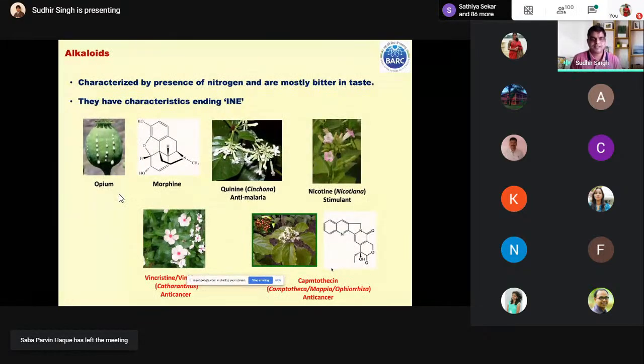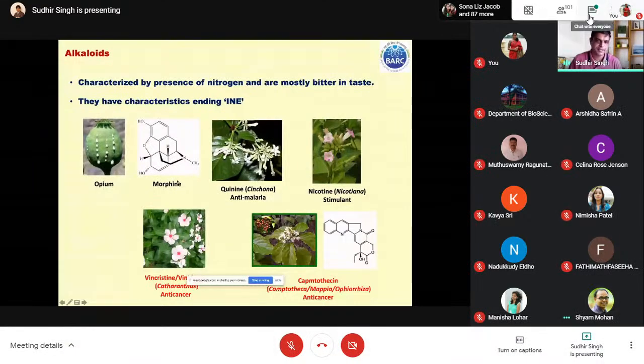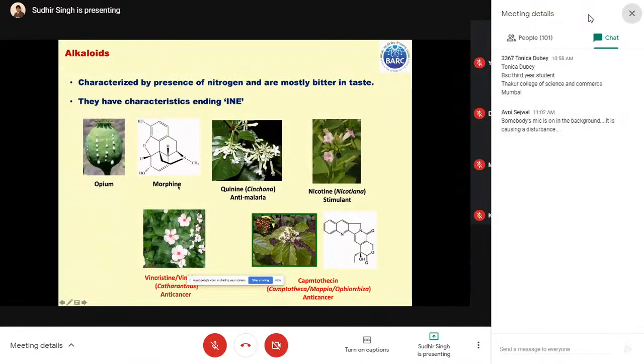Now, the third class of secondary metabolites are characterized by the presence of nitrogen, and if you smell them, just from the smell you can make out that they are the alkaloid class. They have huge commercial value, and you can identify them with their characteristic ending in the name with I-N-E. It's not uniform, it is not for all, but for the majority of alkaloids. Like in the case of opium, from which morphine is produced, isolated and purified, that has the characteristic ending I-N-E.